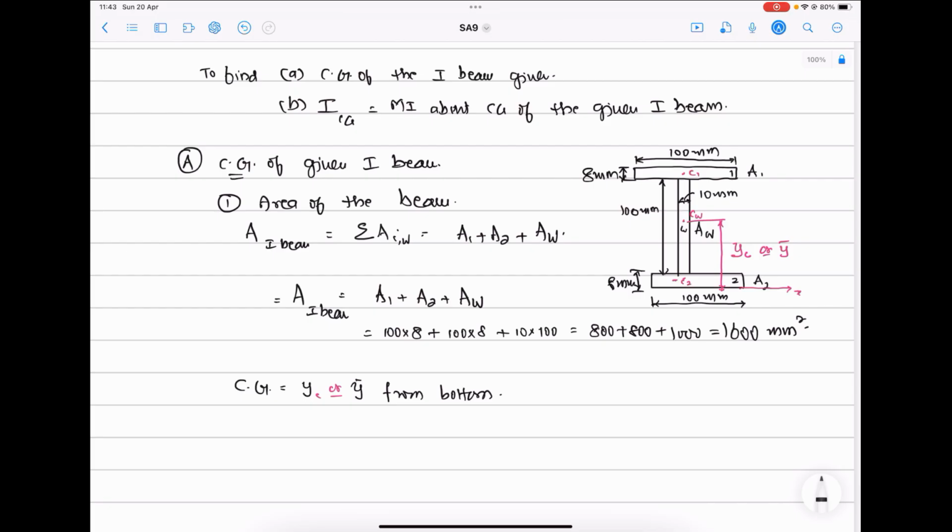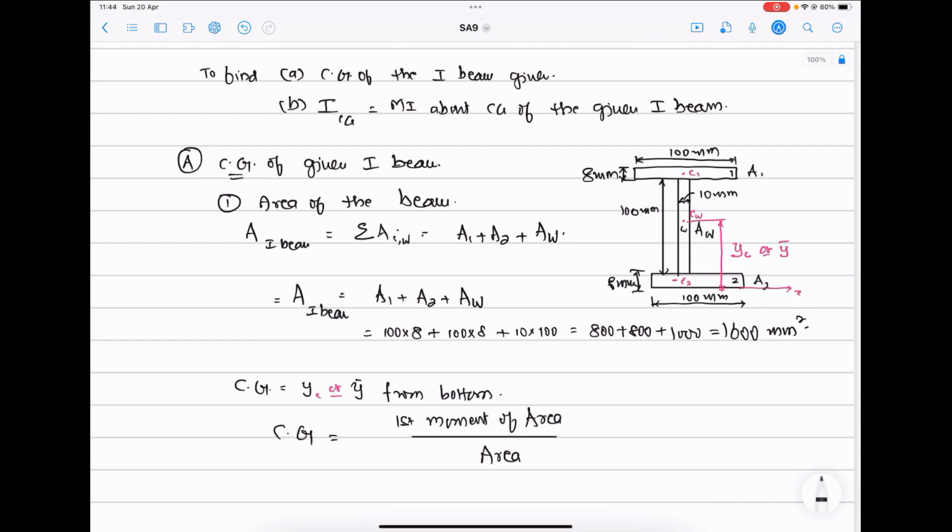And what is the center of gravity formula? Center of gravity is equal to first moment of area divided by area. This is the definition. Here, what is the first moment? First moment is area of that particular part into distance of center of gravity of that area from the center of gravity of the total beam. That is the first moment of area.